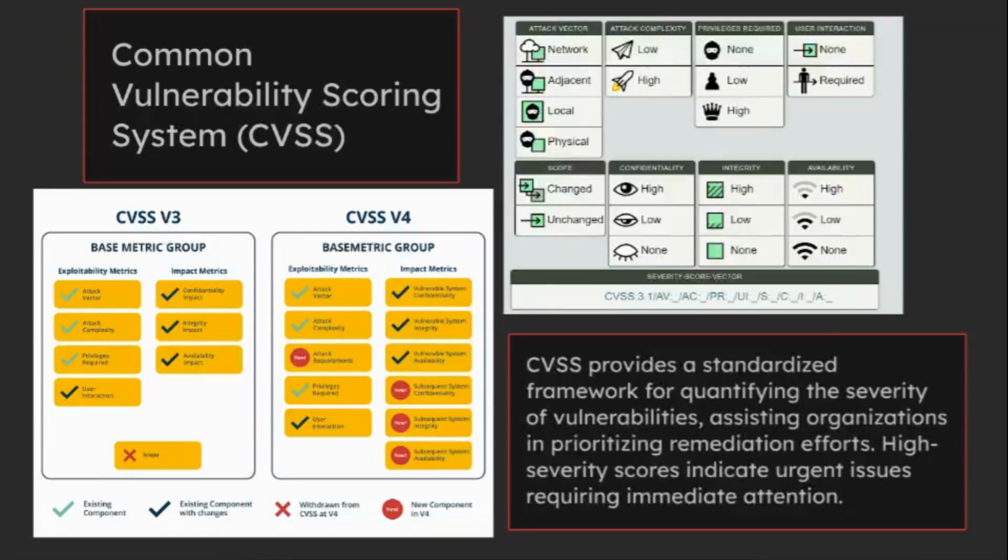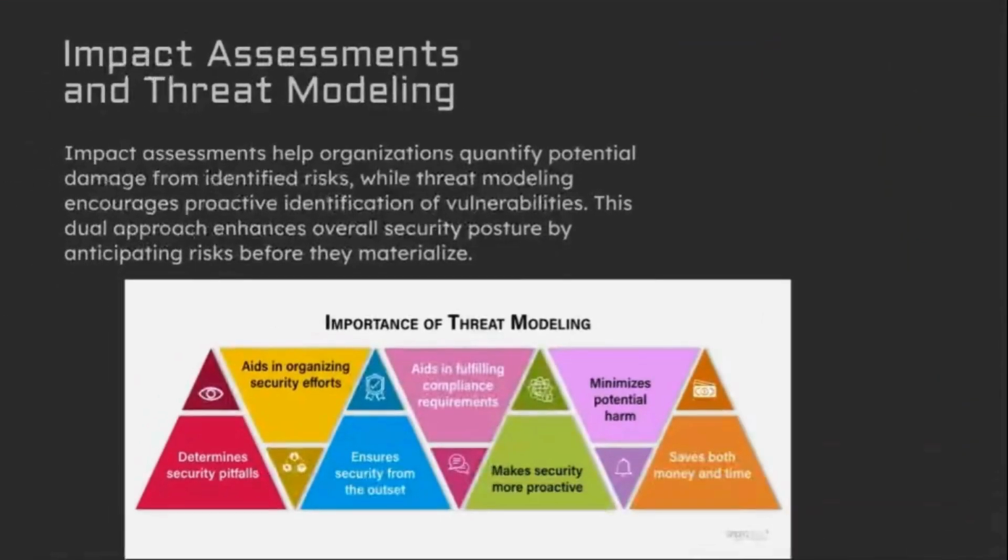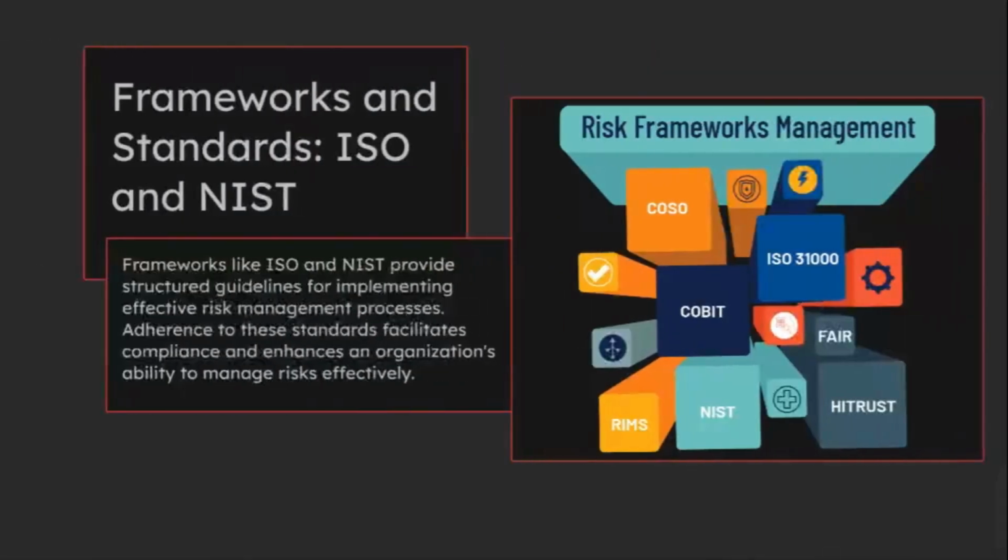And beyond just reacting, they try to look ahead. Impact assessments, threat modeling. For sure. Impact assessment is about figuring out, okay, if this happens, how bad is it? And threat modeling, well, that's like putting on your black hat. Thinking like an attacker to find the holes first. Precisely. And this isn't just random guesswork. There are structured ways to do this. Frameworks. Oh yeah. You've got big ones like ISO standards or NIST guidelines. They provide a roadmap, really. A process to follow.